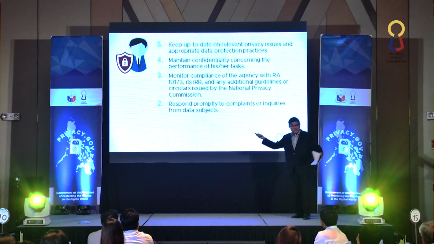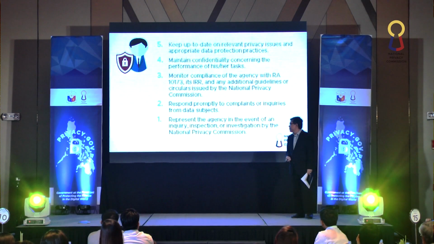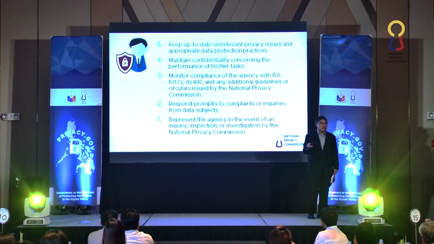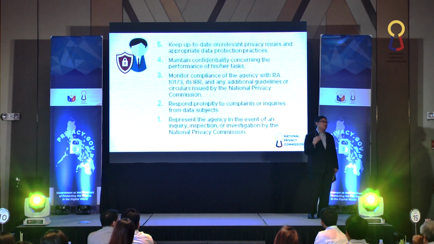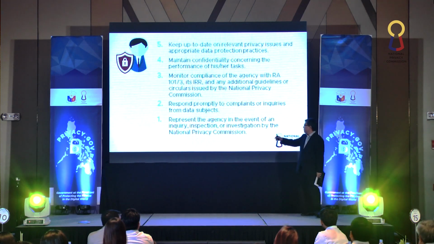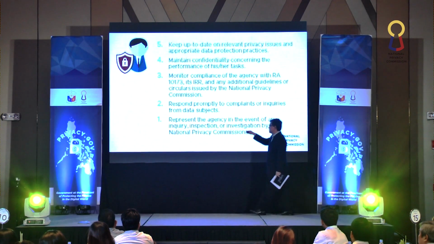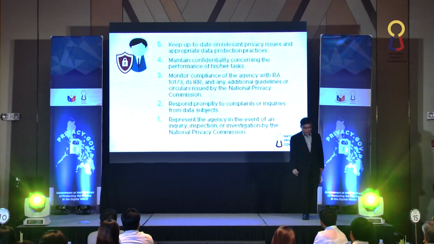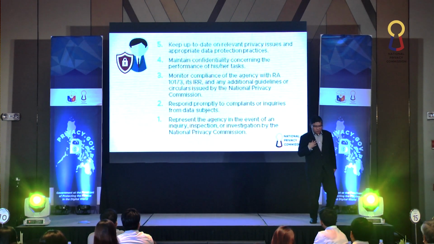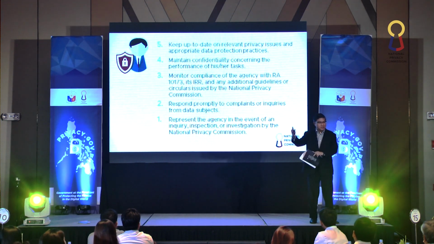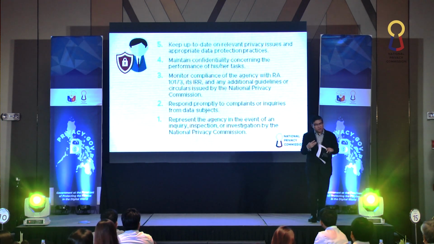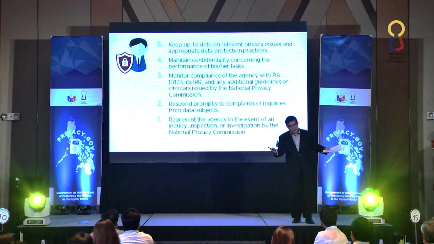Drum roll. The most important is to represent the agency in its dealings with the National Privacy Commission. And there are 3 types of dealings that we will have. First is an inquiry. Second is an inspection. And third is an investigation. What's the difference? Inquiry is something that we will initiate. So maybe we heard something, we saw a news article, and we decide to go to your agency and make an inquiry. We just want to check.